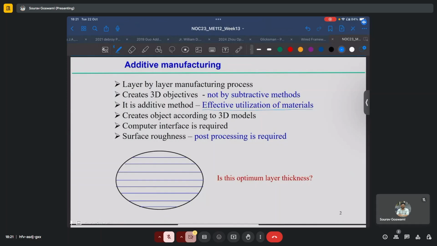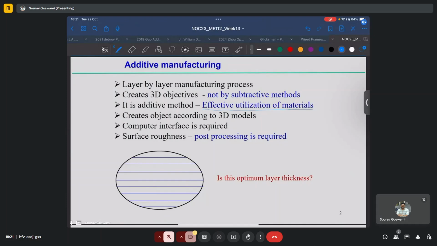Any additive manufacturing process will create objects according to a 3D model, and this is one of the requirements, that all AM processes should originate from a 3D CAD model of an object. If it is not, then the process will not qualify as an additive manufacturing process.